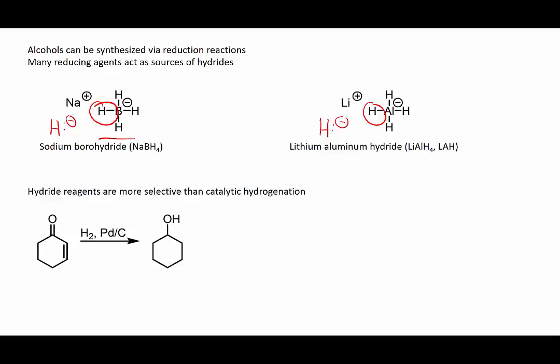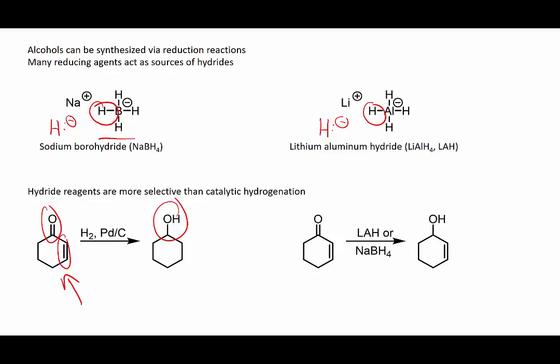So if we took a look at this species here, we have an alkene and a carbonyl group. Alkenes are reduced by catalytic hydrogenation, and so are carbonyl groups. So in this example, we would actually generate just the alcohol here. We would lose this alkene functionality. If we used a hydride reagent, we can actually have this react more selectively. So if we use LAH or sodium borohydride, these will only reduce carbonyl groups. So we'll generate the alcohol here while maintaining that alkene functionality.